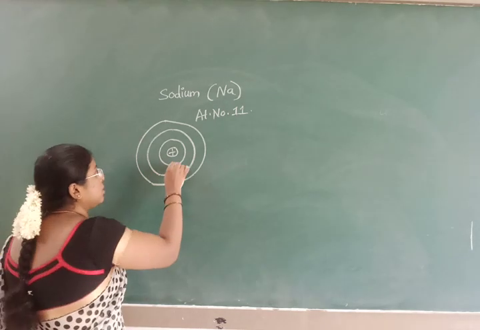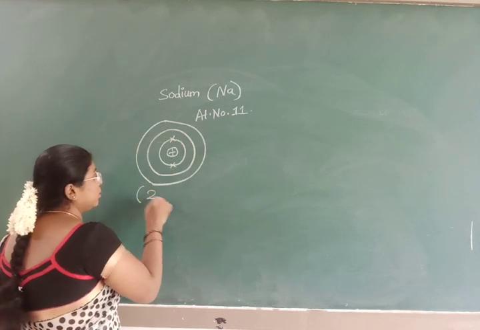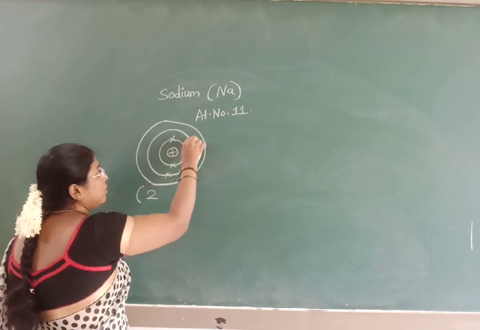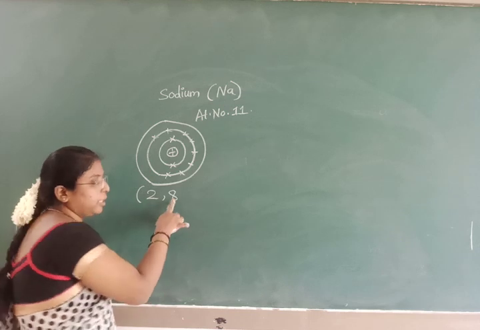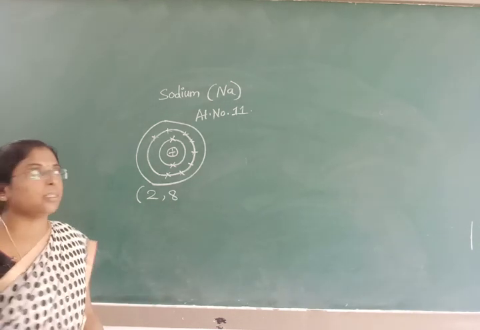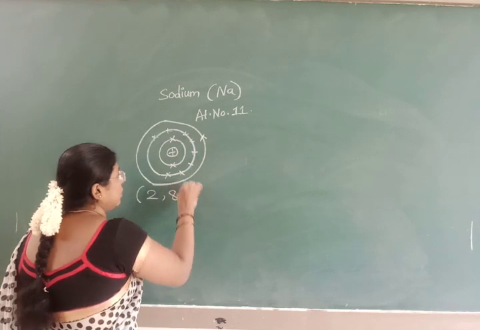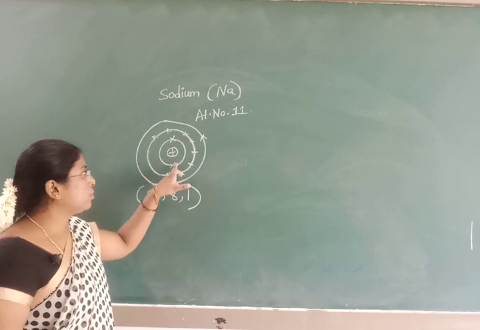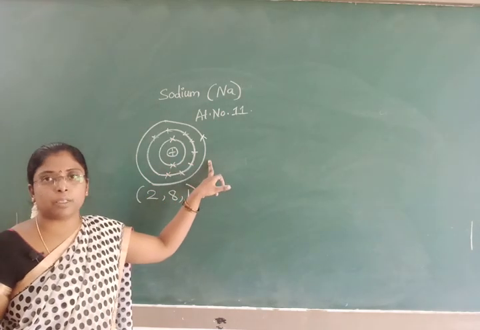The first shell can accommodate 2 electrons. The second shell's capacity is 8 electrons. So 2 and 8, total it has become 10. Here it has 11. So the outermost shell has how much? It has only 1 electron. Sodium has 2 electrons in the inner shell, 8 in the second shell and 1 electron in the third shell.